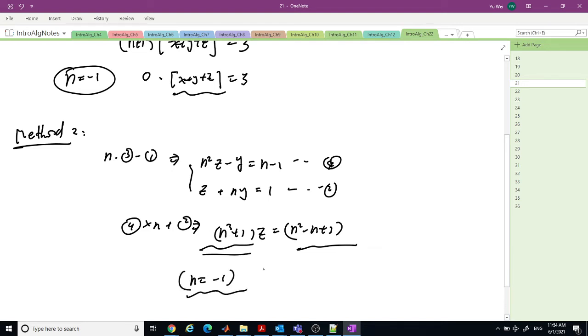There is no solution, right? N equals negative 1, here is 0, and here it equals 1 plus 1 plus 1, which is 3. So there's no way. So the answer is also n equals negative 1. Both of the methods are working. Okay.